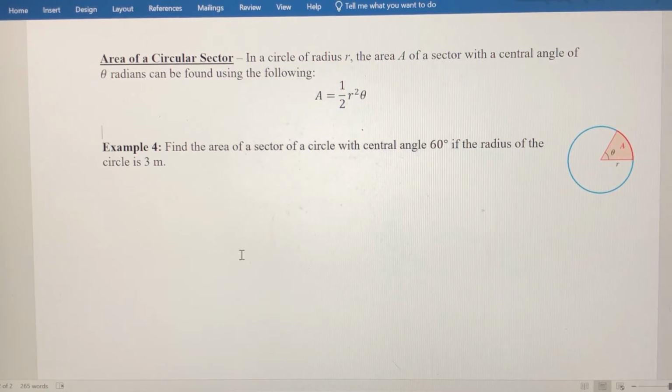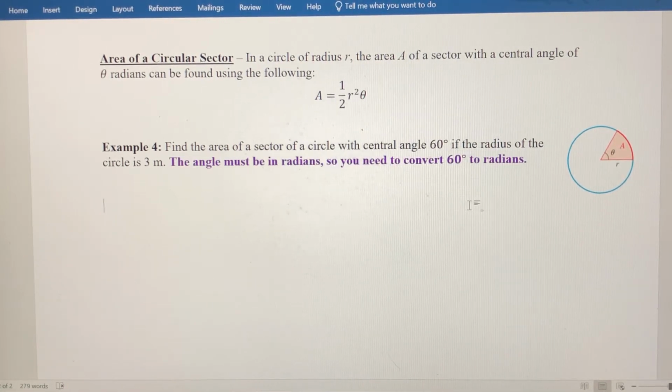So let's look at example 4 here. We want to find the area of a sector of a circle with a central angle of 60 degrees, which is pretty close to this angle here, if the radius of the circle is 3 meters long. So this radius would be 3 meters here. Like we said before, we're in degrees here, so the first thing I'm going to have to do is convert 60 degrees to radians. And remember, when you convert degrees to radians, you're going to multiply by pi over 180. When we simplify that, 60 degrees times pi over 180 simplifies to pi over 3 radians. So this will be what I plug in to theta for my formula.